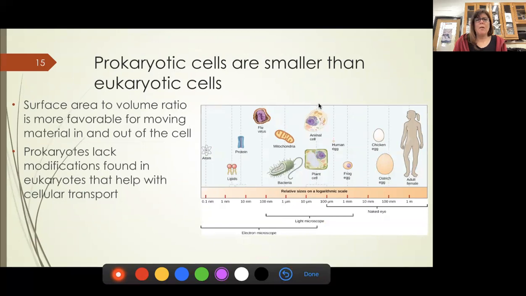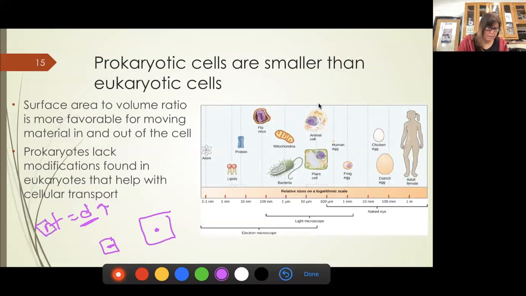Prokaryotic cells are smaller than eukaryotic cells. Surface area to volume ratios are more favorable for moving materials in and out. So what we're saying here is if you are smaller, we can get things out quicker, even though we can't move them faster. Remember that whole RT equals D. So if we change the distance, then it takes less time because we cannot change the rate.